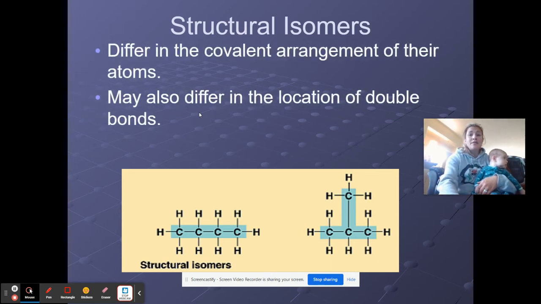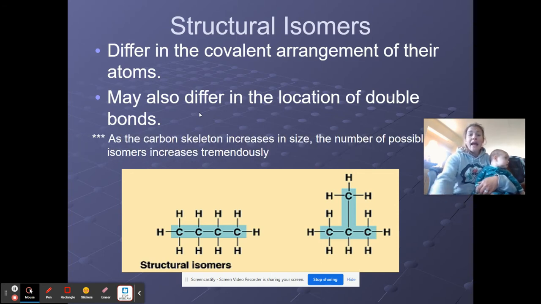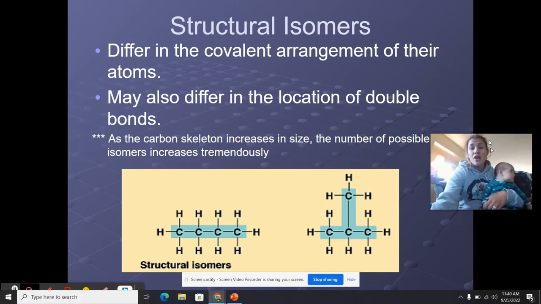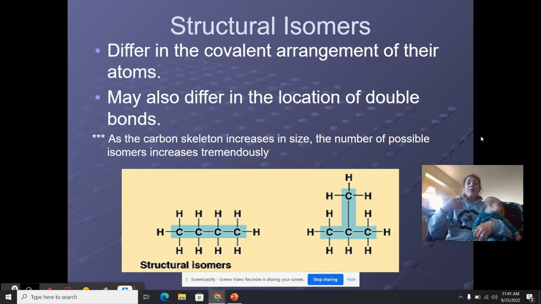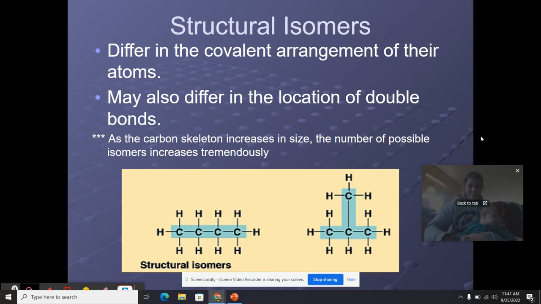So with our structural isomers, they differ in the covalent arrangements. They differ sometimes in the location of their double bonds. And as these carbon skeletons get bigger and bigger, the possible isomers also get bigger.